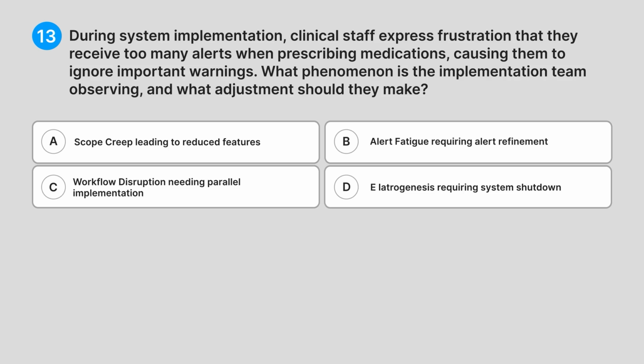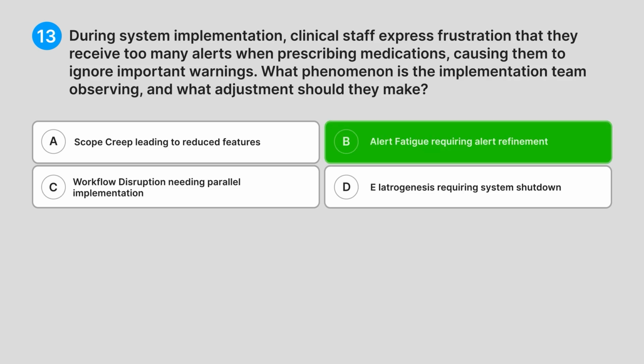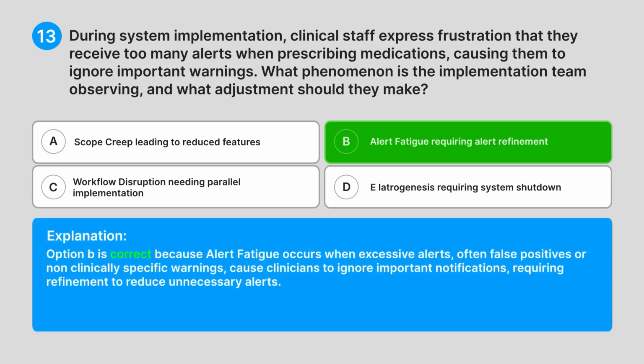Correct answer: B. Alert fatigue requiring alert refinement. Explanation: option B is correct because alert fatigue occurs when excessive alerts, often false positives or non-clinically specific warnings, cause clinicians to ignore important notifications, requiring refinement to reduce unnecessary alerts.